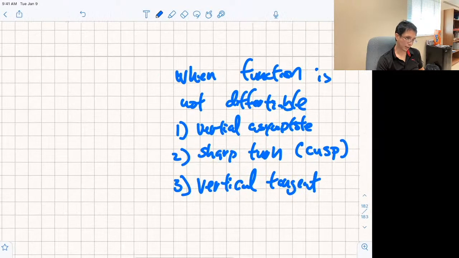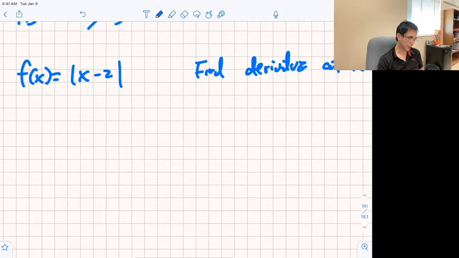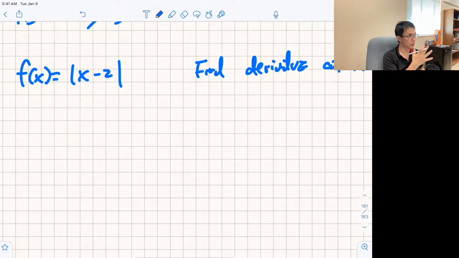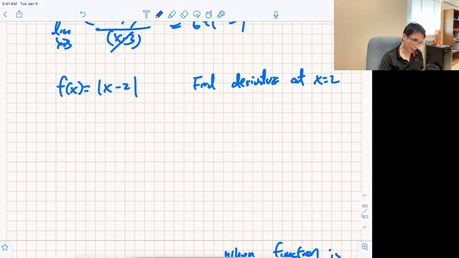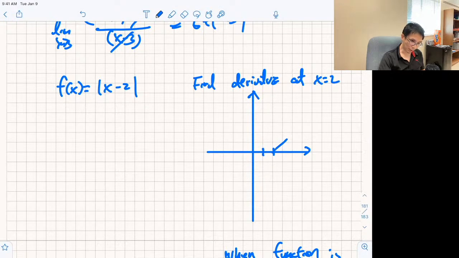Another type you can have is a jump discontinuity, but I usually don't include that one because it's obviously not continuous, and so not differentiable. The obvious ones are vertical asymptote, sharp turns, and vertical tangent. We're going to talk about this one here, using the definition of the derivative to find the slope. I want to find the slope on the left side, and this is a good question to be tested. There are so many questions I can come up with from here.